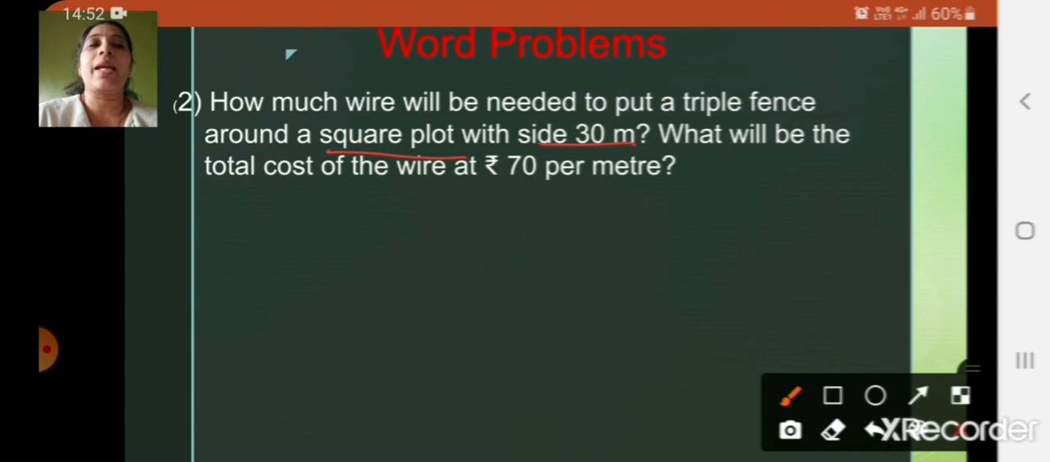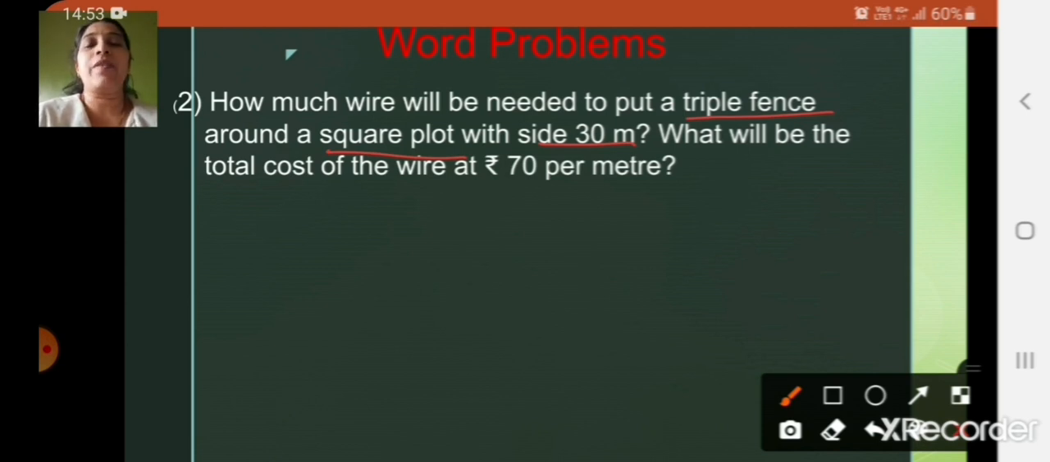Now what is the second part, children? Second part is the square plot has to be put a triple fence. Fence means you have to cover that square plot, right? So when you want to cover this square plot, it has to be put a triple fence. Triple means 3 times, right? So now what answer you got? Perimeter of a square 120 meter.